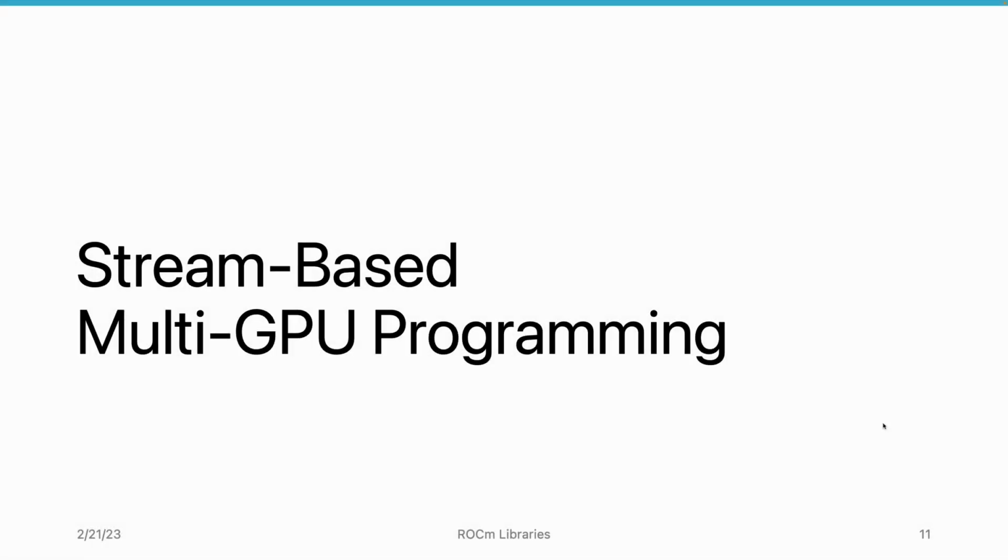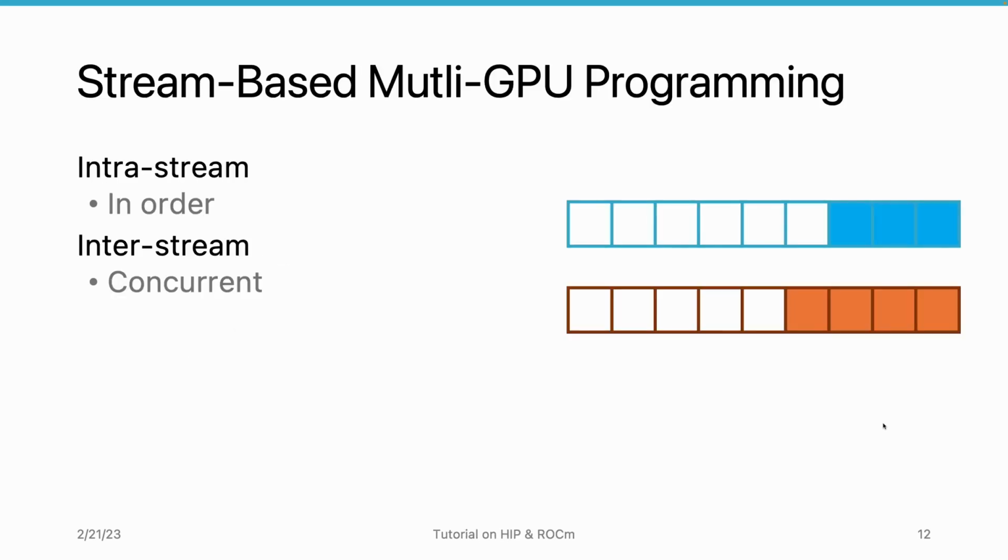Starting from this video, we're going to introduce how to program multiple GPUs. In general, there are three methods: stream-based, thread-based, and MPI-based. We start from the simplest one, the stream-based multi-GPU programming. The purpose of multi-GPU programming is to allow those GPUs to run workloads concurrently, and we want to find existing tools that can support running workloads concurrently.